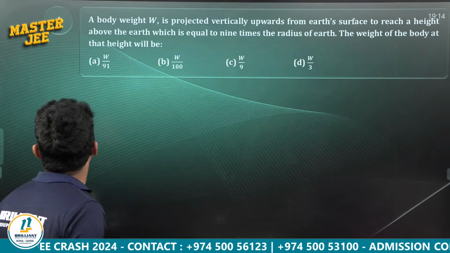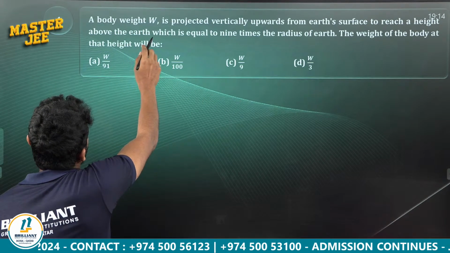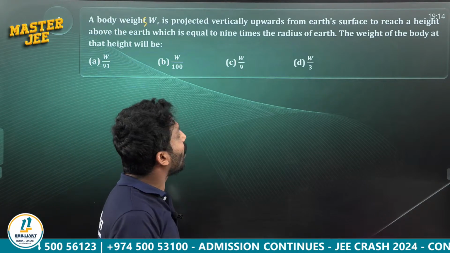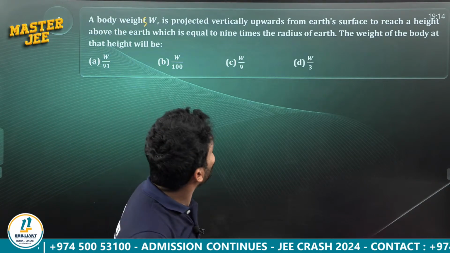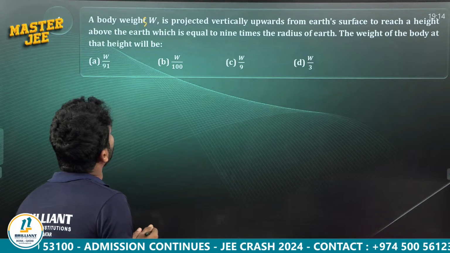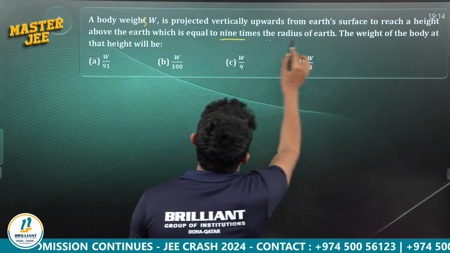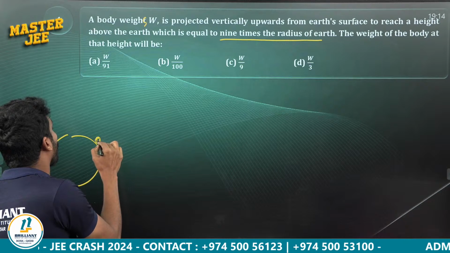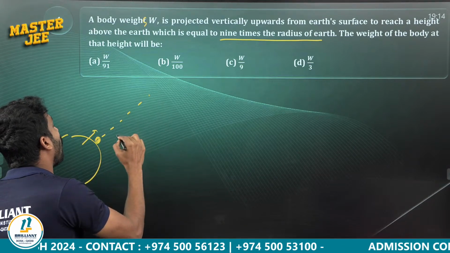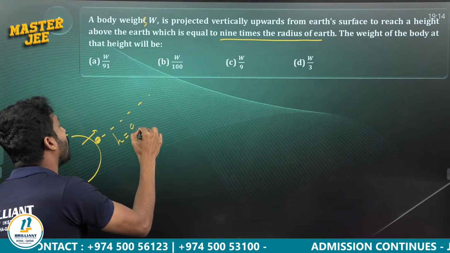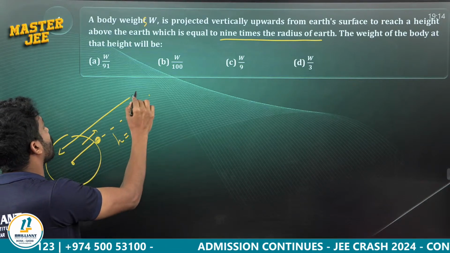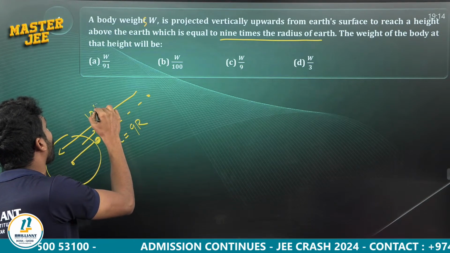Now the fourth question: a body weighing W is projected vertically upwards from the Earth's surface to reach a height above the Earth which is equal to 9 times the radius of the Earth. Okay, the height h is equal to 9 times the radius of the Earth. Okay, so from the center of the Earth the total distance will be 10r.